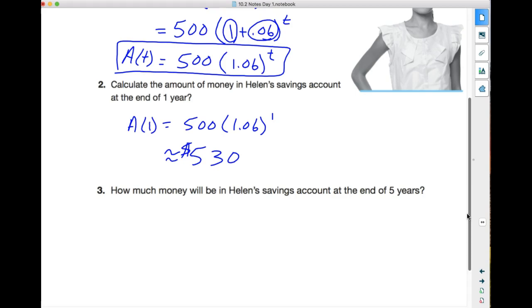Actually, realistically, in a normal bank, you'd probably get about 6 cents interest in a year on $500, at best. They don't pay that much.